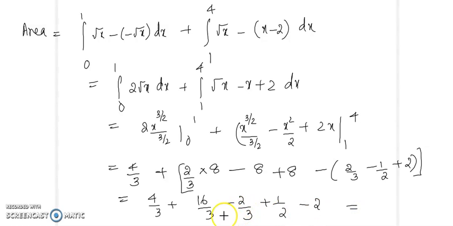So that will be 20 by 3. You have 18 by 3, 18 by 3 is 6. 6 plus 1 by 2 minus 2. So that is 4 minus 1 by 2, which will be equal to 7 by 2. Sorry, that is 4 plus 1 by 2. This plus 1 by 2. So you'll get 9 by 2. So the required value of the integral is 9 by 2.